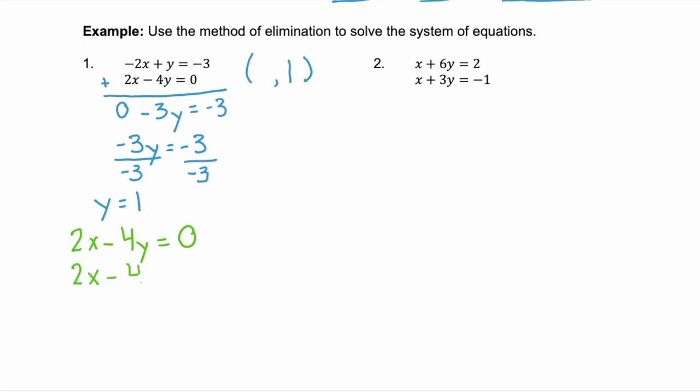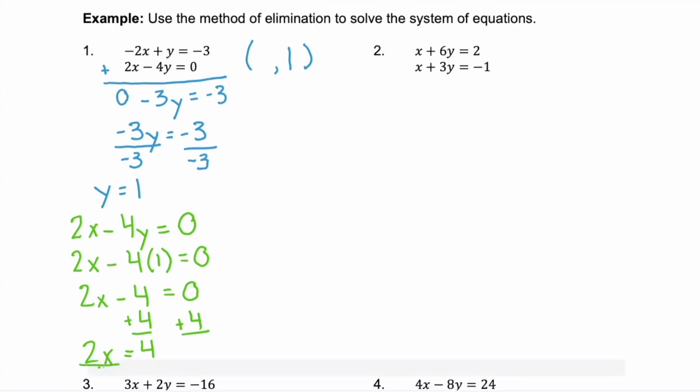So 2x minus 4 times our y, which is 1, equals 0. Or 2x minus 4 equals 0. Add that 4 to both sides. So we know that 2x equals 4. Now we need to divide by 2. Oops, I'm running out of room. And we know that x equals 2. So our coordinate is 2, 1. So remember, the answer of the point 2, 1 means that's where those two lines in our system intersect.